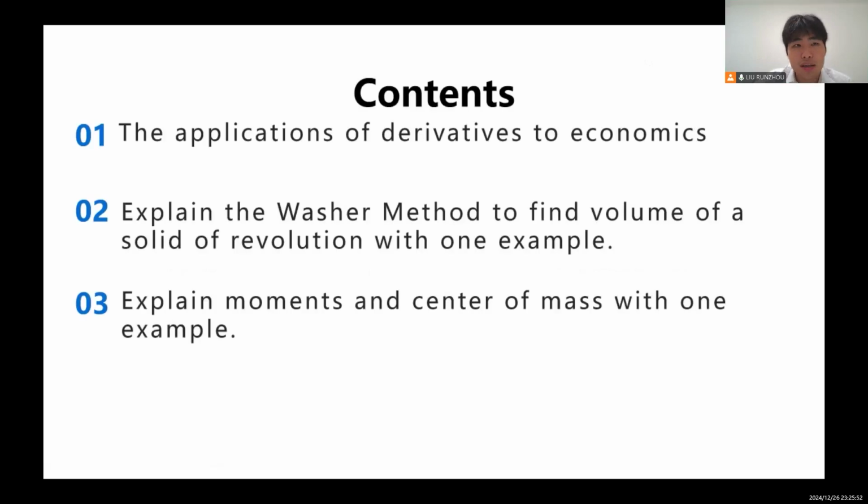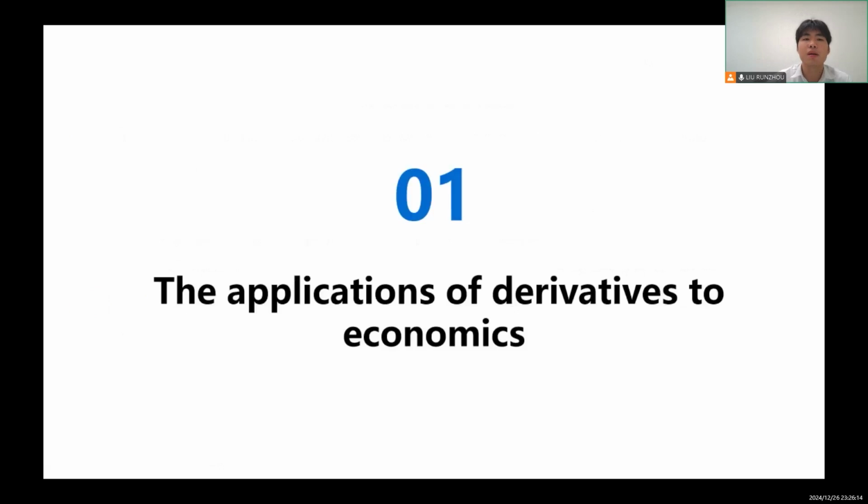While this is the contents, number one is the applications of derivatives to economics. Number two is explain the washer method to find volume of a solid of revolution with one example. And number three is explain moments and center of mass with one example. Well, let's go to the first part, the applications of derivatives to economics.